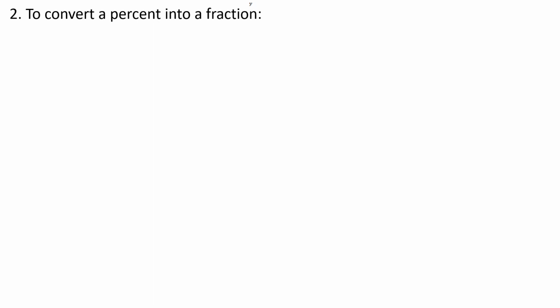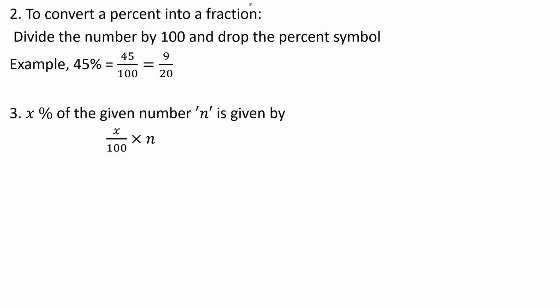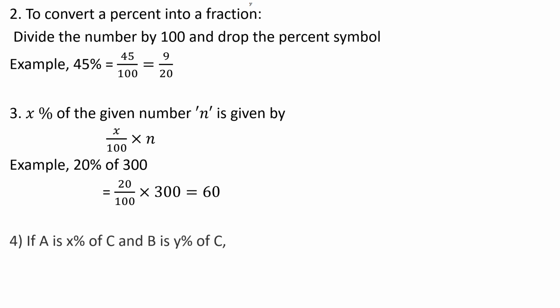To convert a percentage into a fraction, we divide the given percent by 100 and drop the percent symbol. X% of a given number is given by x by 100 into that number. For example, 20% of 300 will be 20 by 100 into 300, which is equal to 60. If A is x% of C and B is y% of C, then A will be x by y into 100% of B.